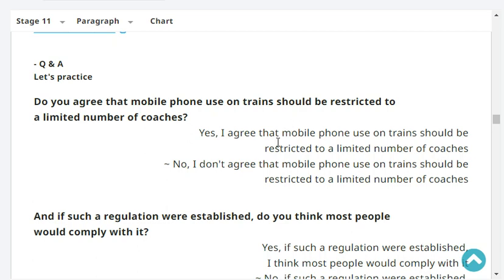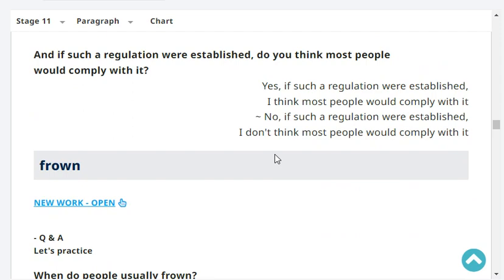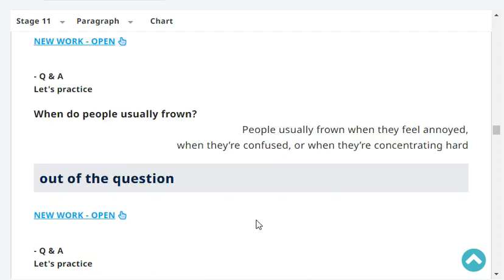And if such a regulation were established, do you think most people would comply with it? Yes or no? Yes, if such a regulation were established, I think most people would comply with it. Very good.